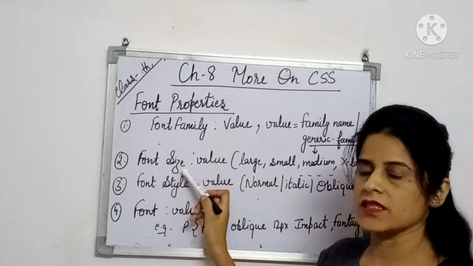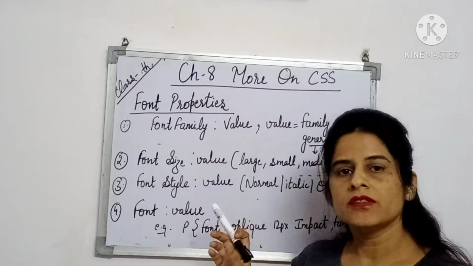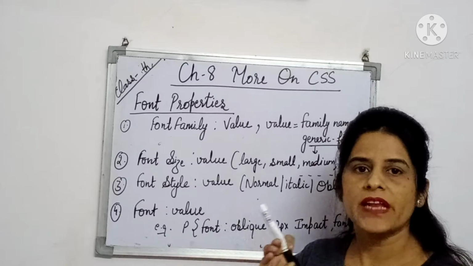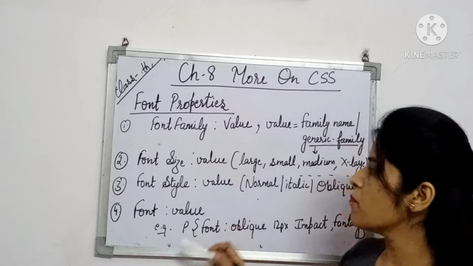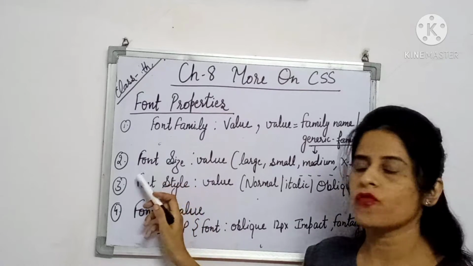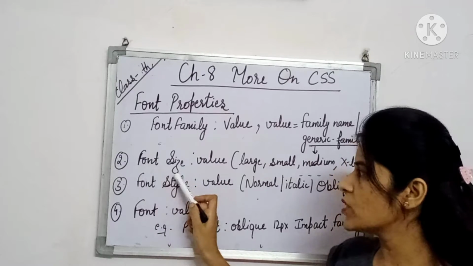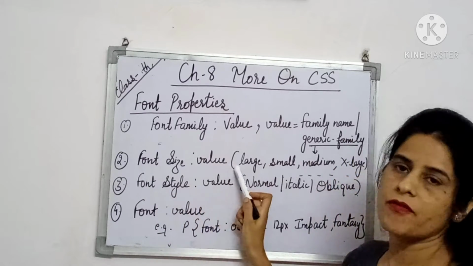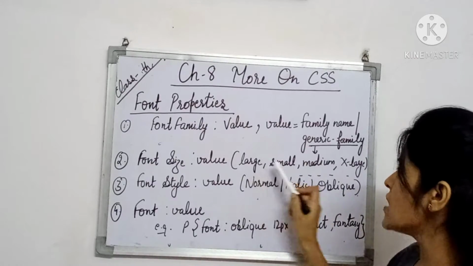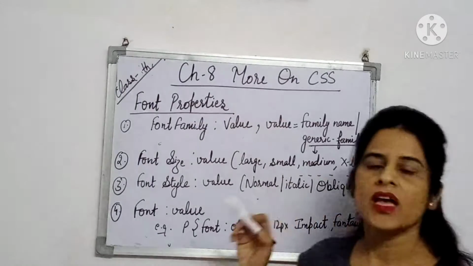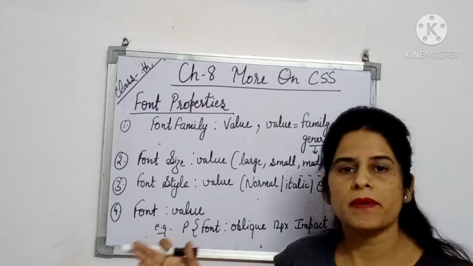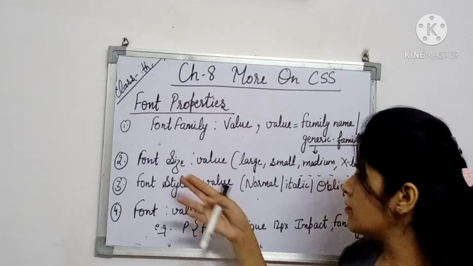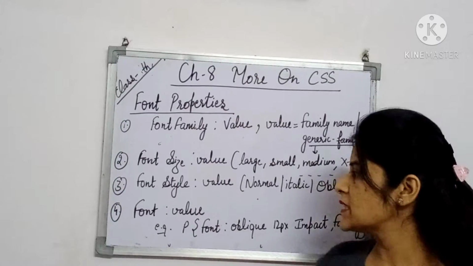Next is font size. What font size do you want to give? What should be the size of your text? That you can mention with this property, font size. You will write font size, colon, and after that the value. Value you can write as large, small, medium, X large. And font size you can mention in pixels also. You can mention the percentage also. Like this, you can mention the font size.